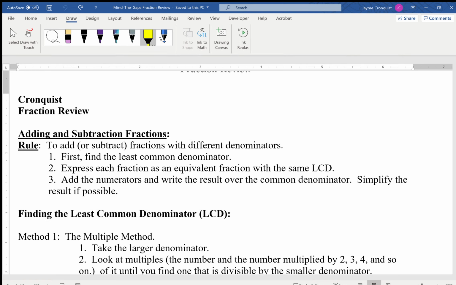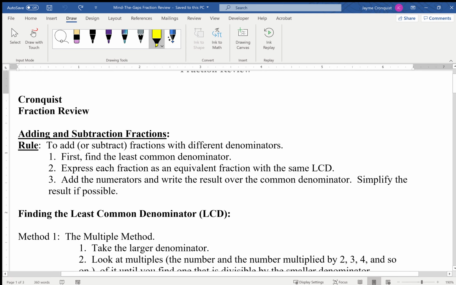Okay, today we're going to be working on fractions, and I know many of you struggle with that, so we're going to go through this together.